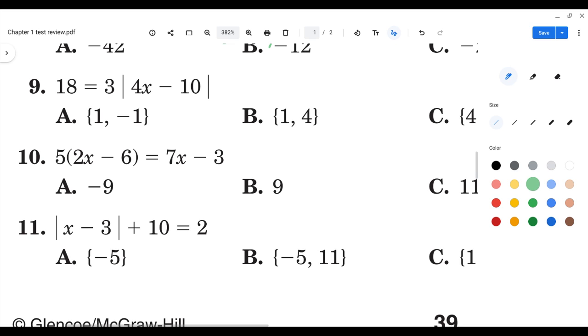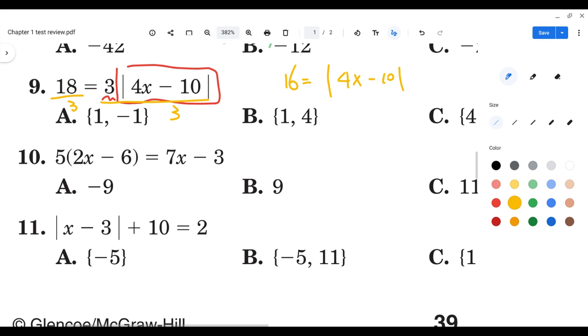So if you have an absolute equation, what you have to do, first step, is to isolate the absolute sign, right? So in order to isolate the absolute sign, we have to get rid of the 3. By doing what? Dividing. So you divide 3 on both sides. So you got 16 over absolute 4x minus 10.